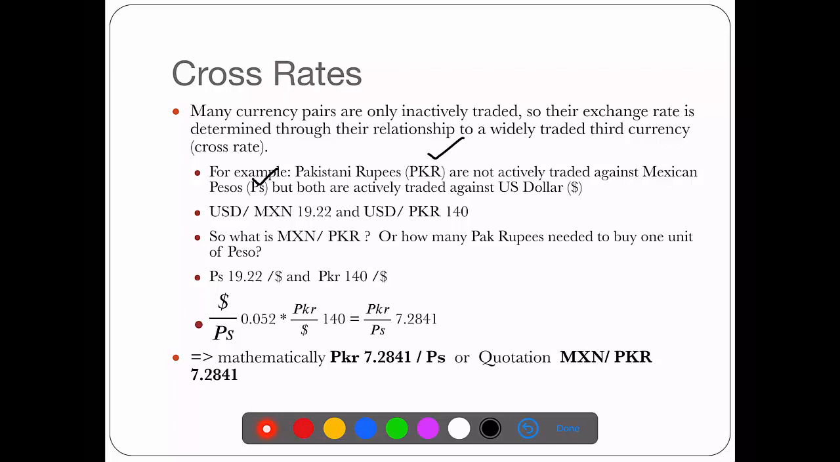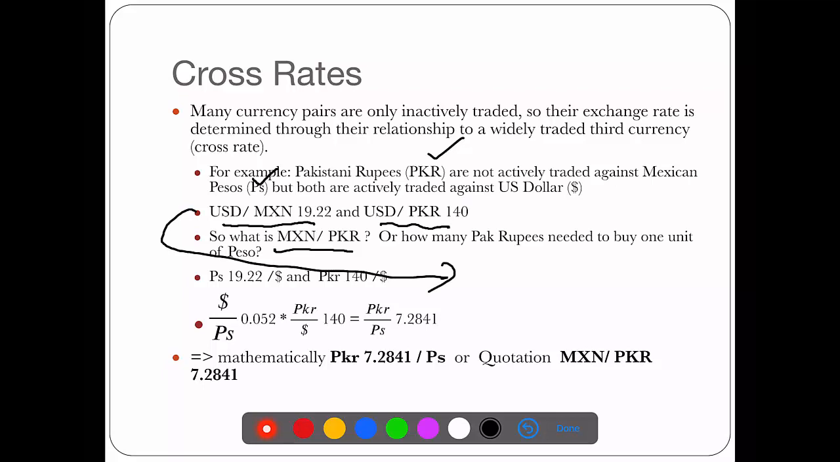the cross rate. For example, this is the quote where the base currency is the US dollars, because we are pricing 1 unit of US dollars in terms of Mexican pesos. 19.22 Mexican pesos are needed in order to buy 1 unit of US dollars, and 140 Pak rupees are needed in order to buy 1 unit of the US dollar. So what is the Mexican peso and Pak rupee rate? In order to do that, this is where I wanted to tell you how we will convert this quotation into the mathematical way.